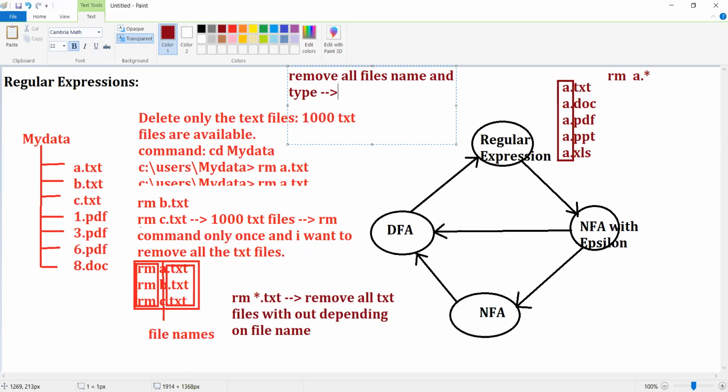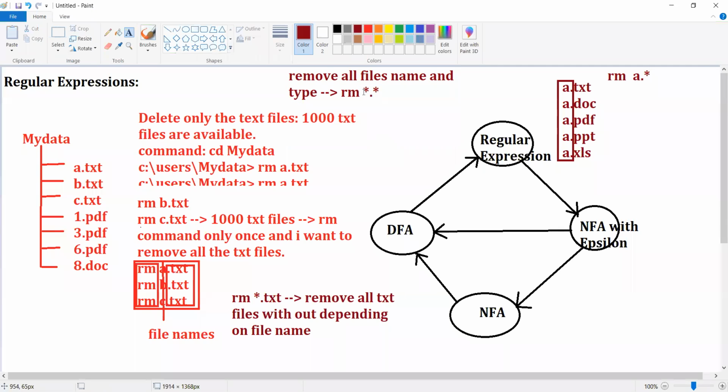Can someone tell me what is the command to remove all files without depending on the name and type? rm star dot star. Rm, very good. Star dot star. See here, now I have used star. I am not worried about the file name, and here I am not worried about the type of the file. This star represents the wildcard character.